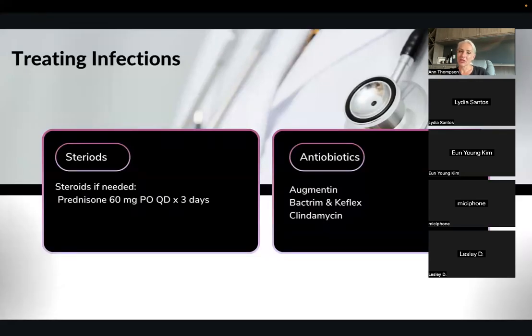As far as treating infections, we kind of treat it both ways. We'll do steroids and we'll also do antibiotics. If we're going to prescribe steroids, it's 60 milligrams of prednisone, PO QID for 3 days. And then this is kind of the antibiotics that we have the ability to choose from, depending on the patient's allergies, if they have any.